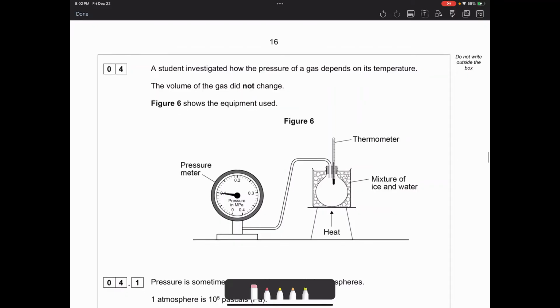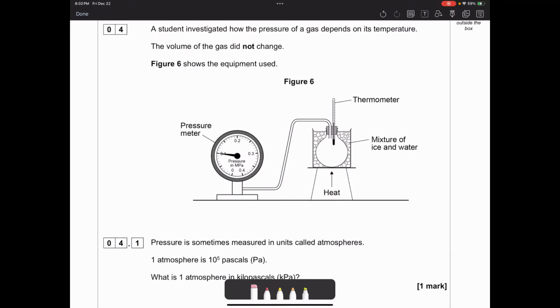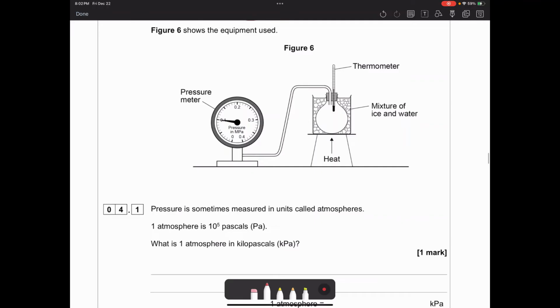Okay, question 4 then. A student investigated how the pressure of a gas changes on its temperature. The volume of the gas did not change. Figure 6 shows the equipment used. So you've got a pressure meter, you've got a mixture of ice and water that's being heated up, and then the gas particles would travel down to the pressure meter, which would give you the reading.